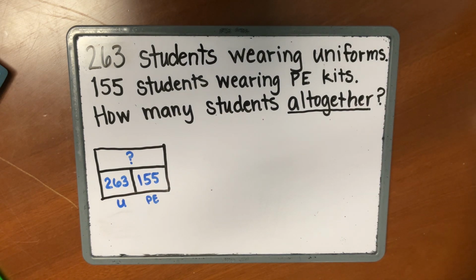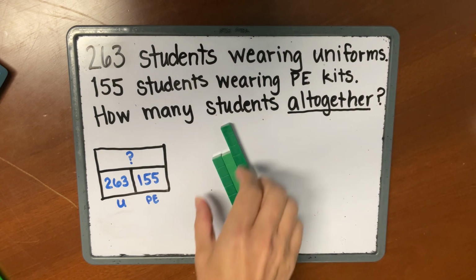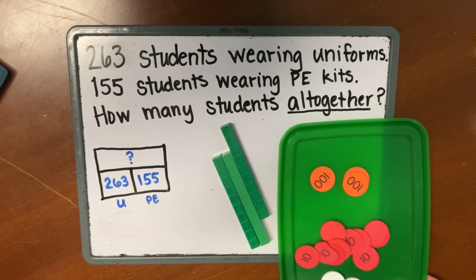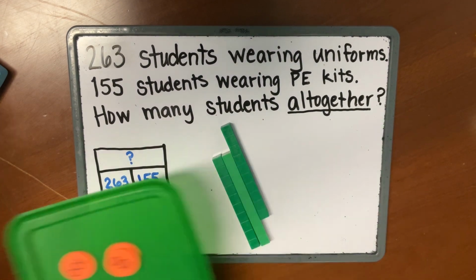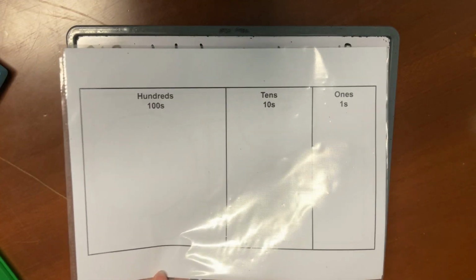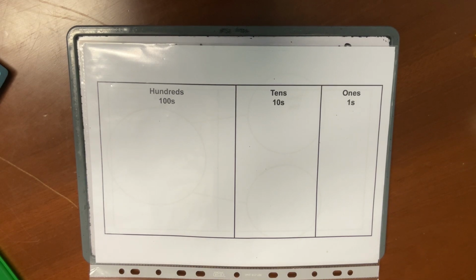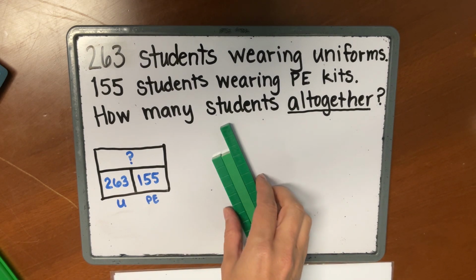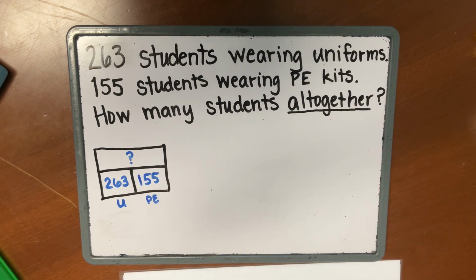You can choose between base 10 blocks and place value discs. Whichever tool you choose, go ahead and get out your place value chart to build the problem. Pause the video now and build this problem. Okay, let's see how you did.